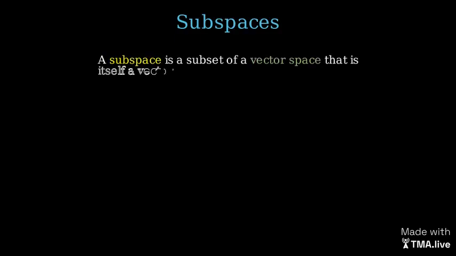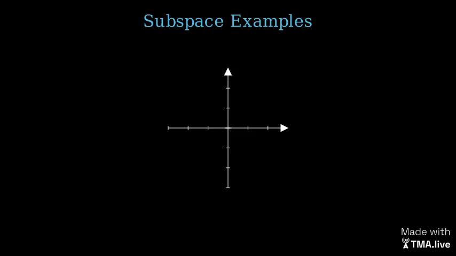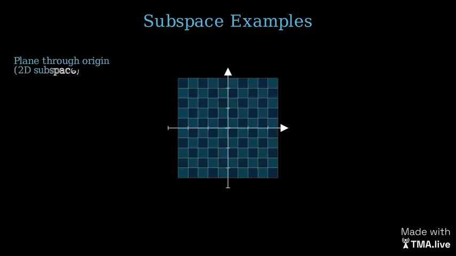Let's visualize this in three-dimensional space. Examples of subspaces include any line through the origin, which is a one-dimensional subspace, and any plane through the origin, which is a two-dimensional subspace. A line that does not pass through the origin is not a subspace because every subspace must contain the zero vector, which is at the origin. To verify a subset is a subspace, check three conditions. It must contain the zero vector, be closed under vector addition, and be closed under scalar multiplication.